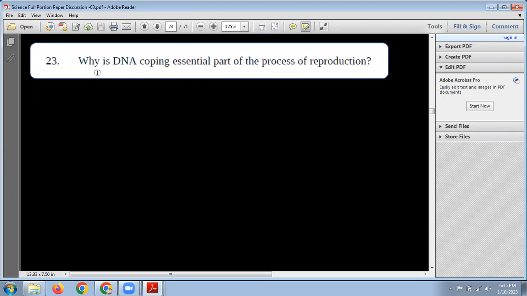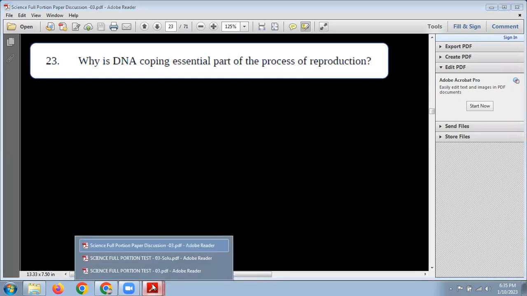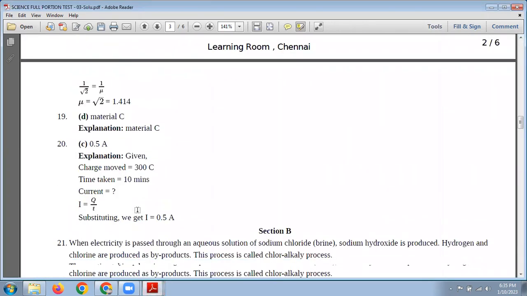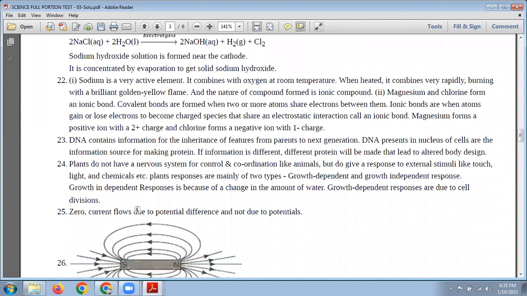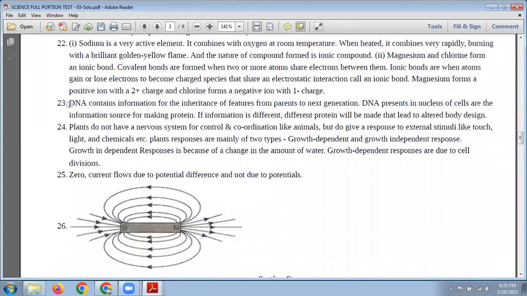Okay, so this is the question. Why is DNA copying an essential part of the process of reproduction? The question is, why is the DNA copying mechanism an essential part of the process of reproduction? So tell me, what did you write, students? What was your answer? Sir, I wrote that DNA contains the genetic information, and without DNA, the offspring will not be able to produce important and essential proteins and enzymes.